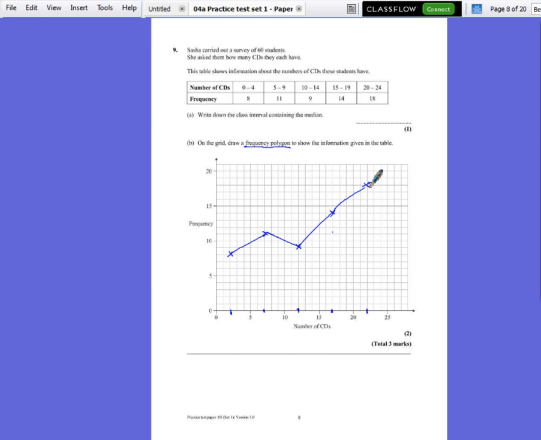So the median is the middle number. So it tells us there are 60 students in this class. So if there are 60 students, the middle person will be the 30th person. So there are 8 people in there, plus 11 gives me up to 19, plus another 9 gets me up to 28. So the 30th person and the 31st person will be in that group there. So the middle person will actually be in the 15 to 19 group.